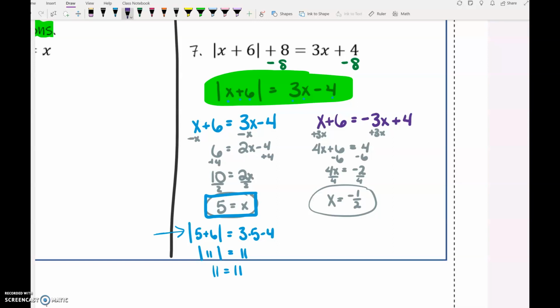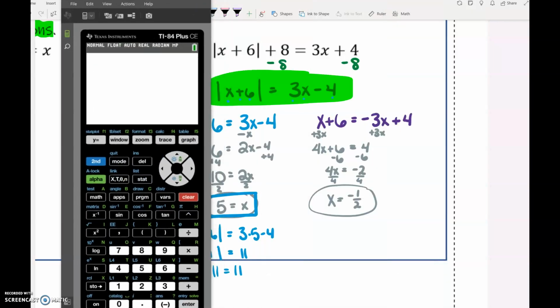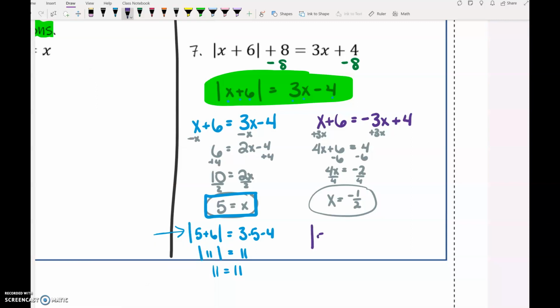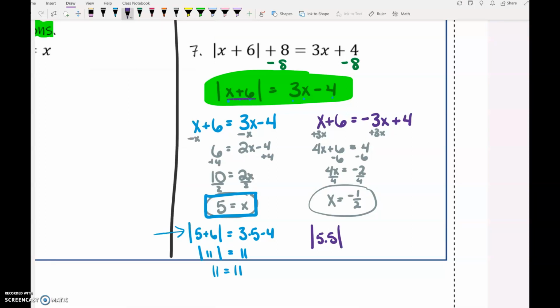Now let's try negative 1/2. And this one, you may need to use your calculator. I like to just have my calculator out and kind of off to the side so I can try this on my own. So I'm doing negative 1/2. So I put that in parentheses, negative 1 divided by 2 plus 6. And I get 5.5. So inside the absolute value bars, I have 5.5 because I did our x value, negative 1/2 plus 6. That's this stuff right here.